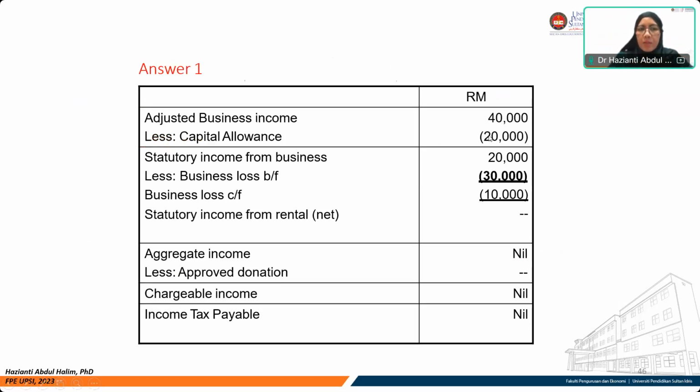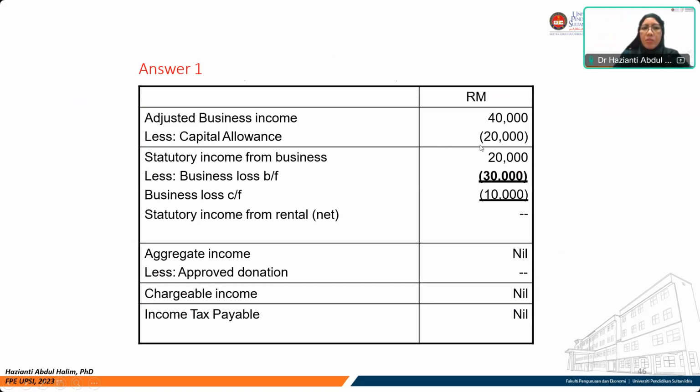Business income, deduct capital allowance, so we get statutory income from business. Then deduct the business loss brought forward, 30,000. So kita dapat business loss carry forward, 10,000. You see, we reduce our business loss brought forward, so tinggal 10,000. If let's say there is no statutory income from rental, negative kan dekat sini? So you will not have any aggregate income and the tax payable would be none.